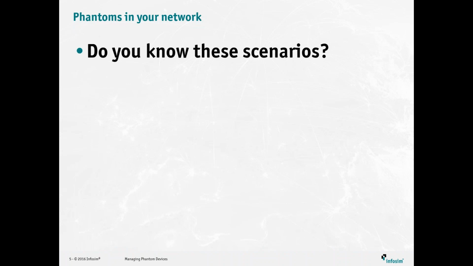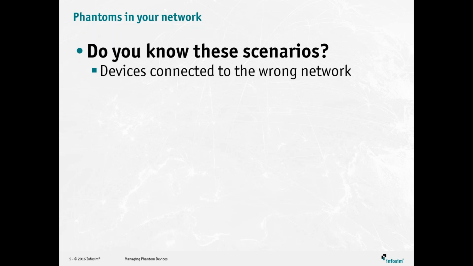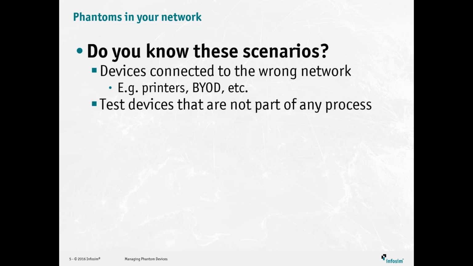Okay, so do you know these scenarios? At nearly every initial discovery at customer side, somebody is saying, wow, okay, this device, this should not be there. What device is this? Well, I have to talk to our admins. So you see there are often devices connected to the wrong network, for example. So this might be printers, or somebody might have brought his own device from home. And there might also be test devices that are not really part of any process because they are tested at the moment and maybe not properly inventorized.